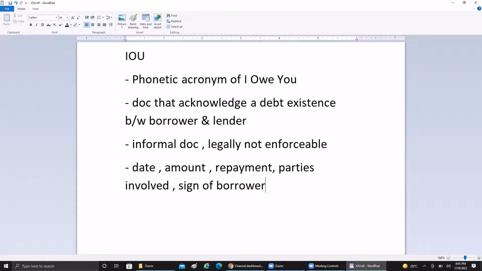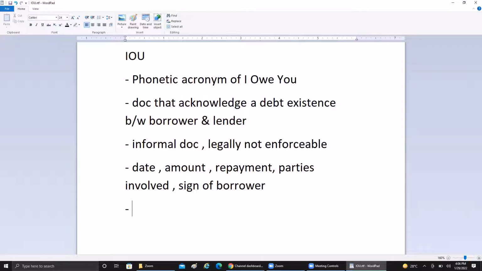So a very good example of an IOU, you can take two, three ways. I'll just give you two examples. One is, think you are a supplier of goods, and there are people who are coming and getting the goods from you for their business purpose.